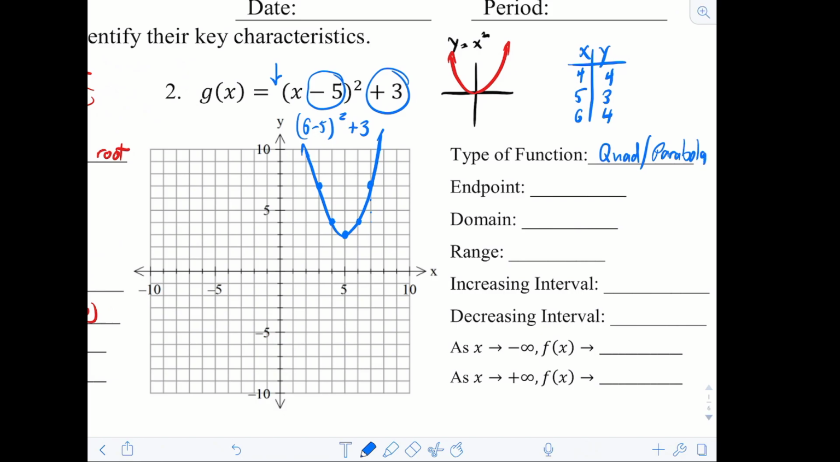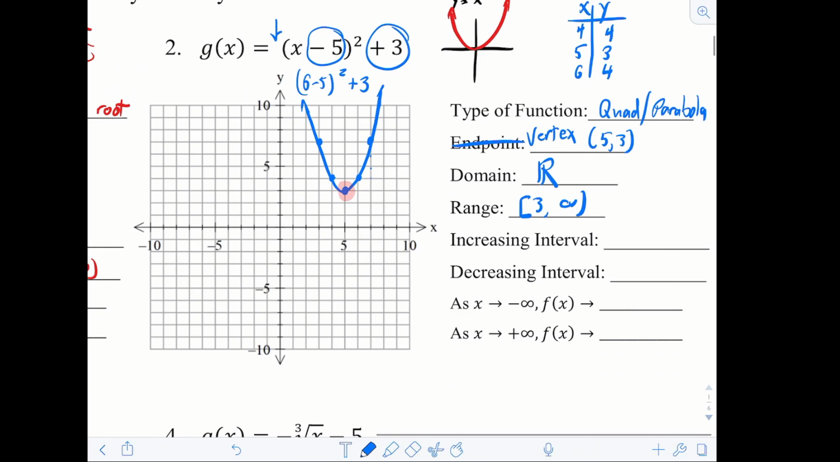My endpoint, there is technically no endpoint. We're going to call this the vertex, which is in a sense the bottom point right here. So we would call that 5, 3. The domain here is all real numbers, so we don't have any types of restrictions in terms of putting in the x values like we did with the square root function. The range, that's going to be from the y value, notice how it starts at 3 and goes to infinity.